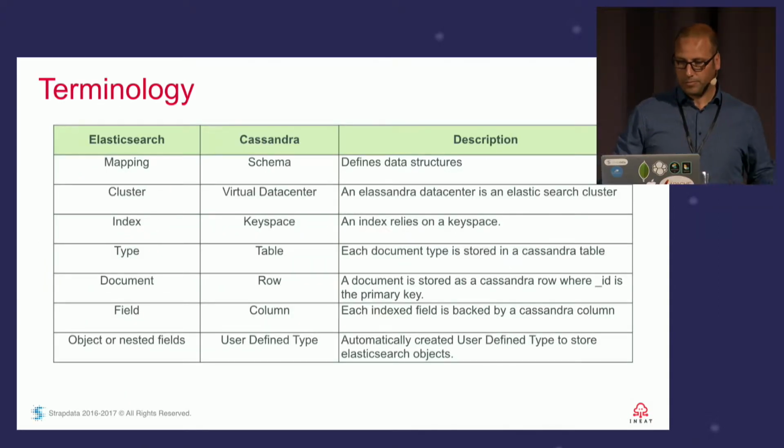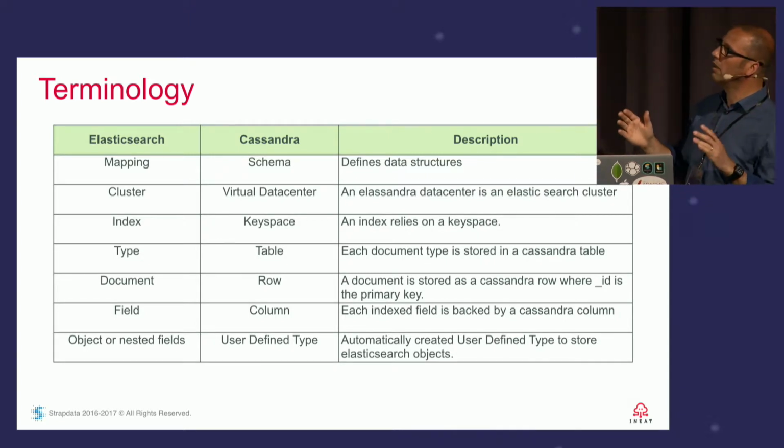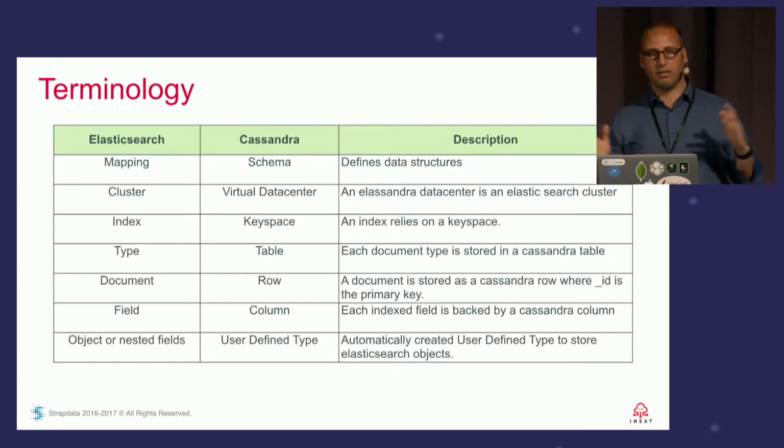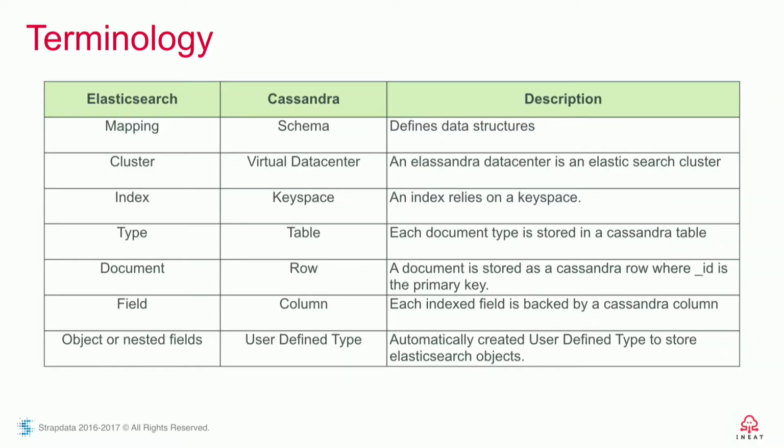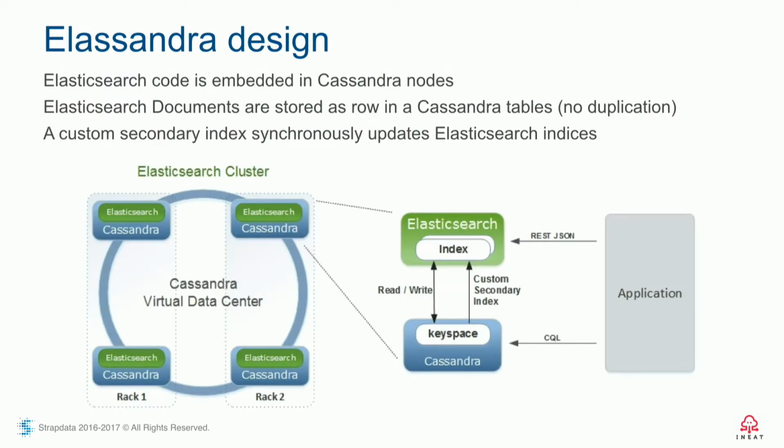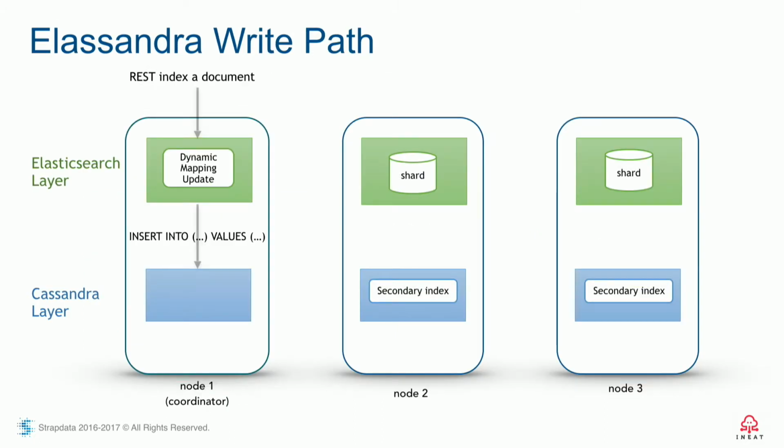How does it work? You've got a perfect matching between Elasticsearch concepts and the Cassandra ones. So, for example, an Elasticsearch cluster is a Cassandra virtual data center, and an Elasticsearch document is a row in a Cassandra table. The code of Elasticsearch is embedded in the Cassandra code. So when you start a node, it's both a Cassandra node and an Elasticsearch node. Each time you write in a table, it will be indexed in Elasticsearch. And you can also ingest your data with the Elasticsearch API.